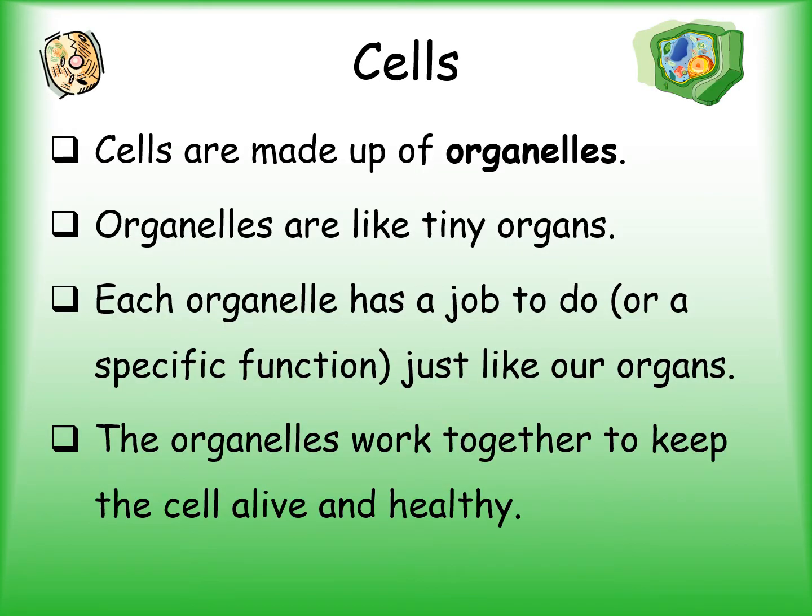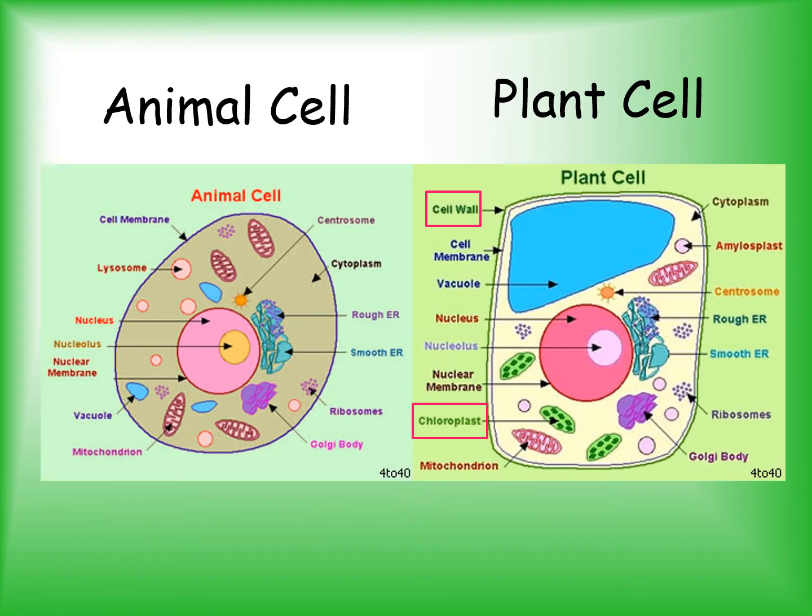Cells are made up of organelles. Organelles are like tiny organs. Each organelle has a job to do or a specific function, just like our own organs. The organelles work together to keep that cell alive and healthy. Animal and plant cells can contain similar types of organelles. However, certain organelles can only be found in plant cells, and certain organelles can only be found in animal cells.